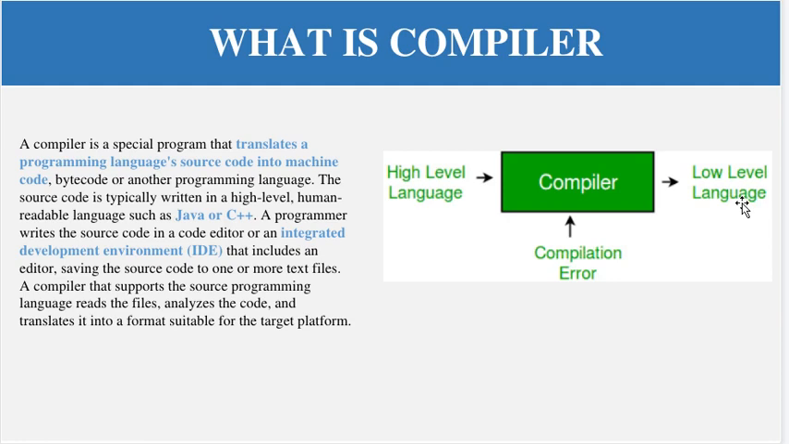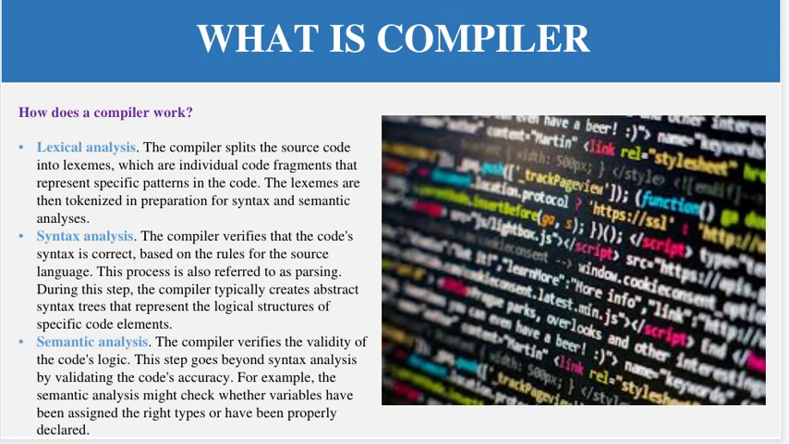So basically the compiler is a software program which takes as input the source code of any popular high level language like Java, C++, C, etc., and compiles it. If there is any error in the compilation, it will tell you, and after compilation it will convert the code into a low level language or machine level language. So this is the main purpose of the compiler.